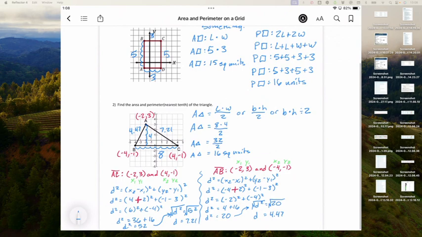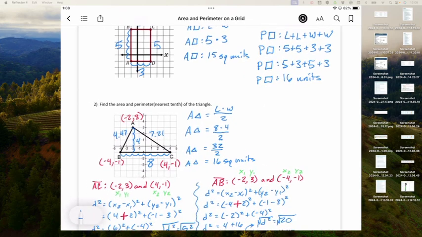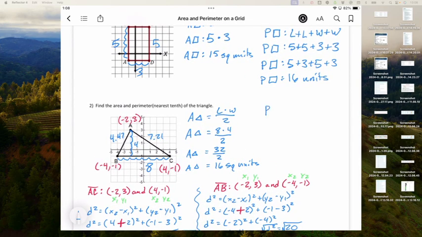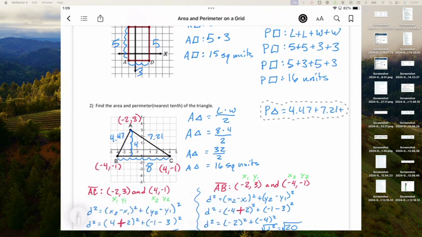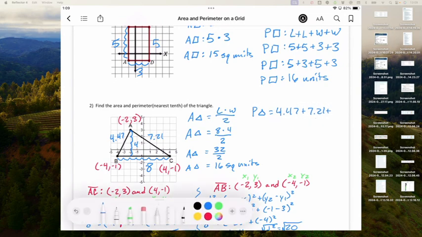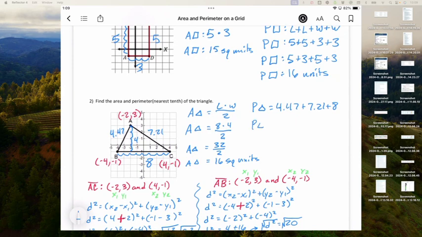And so for perimeter on this one, I am going to go ahead and erase a little bit up here so that I've got some room. Perimeter of this triangle is equal to all three sides added together. So we will go 4.47 plus 7.21 plus, need more room, 8. And so if I was to add all those up, the perimeter of this triangle would be equal to 19.68.